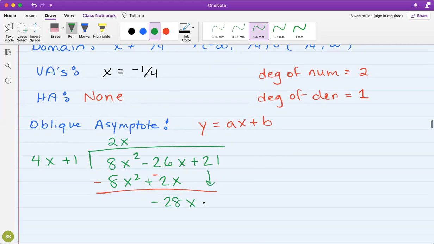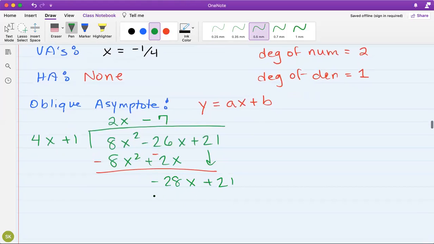X, bring down this 21. And then we ask ourselves, what do we need to multiply 4x by to get negative 28? Well, that would be negative 7. Negative 7 times 4 is negative 28. We also have the x. And then we get a negative 7 because of this negative 7 times this 1. Again, subtract this. That means we switch all the signs.